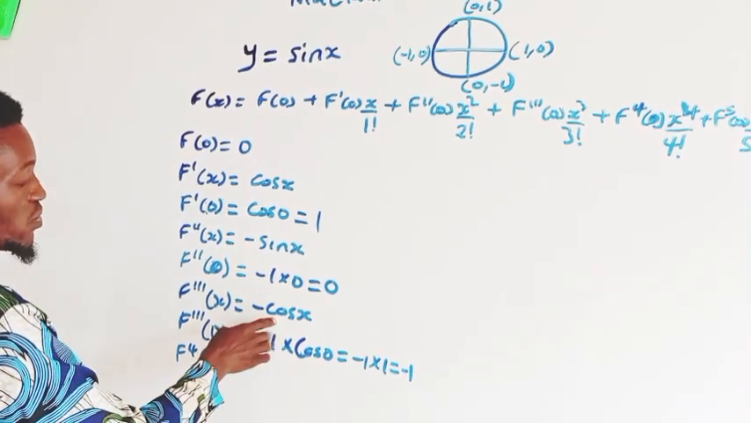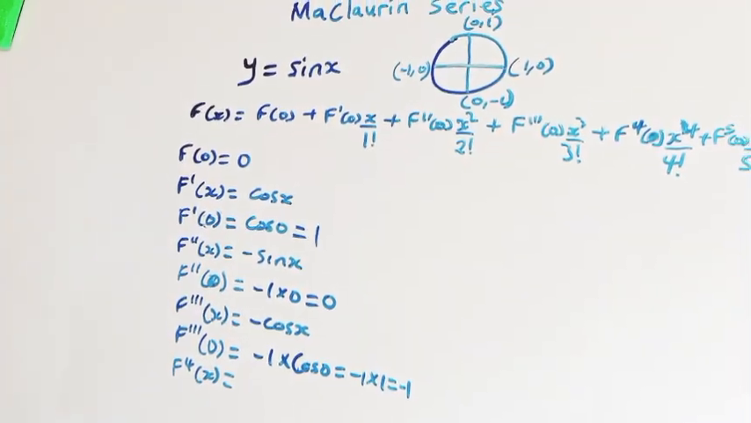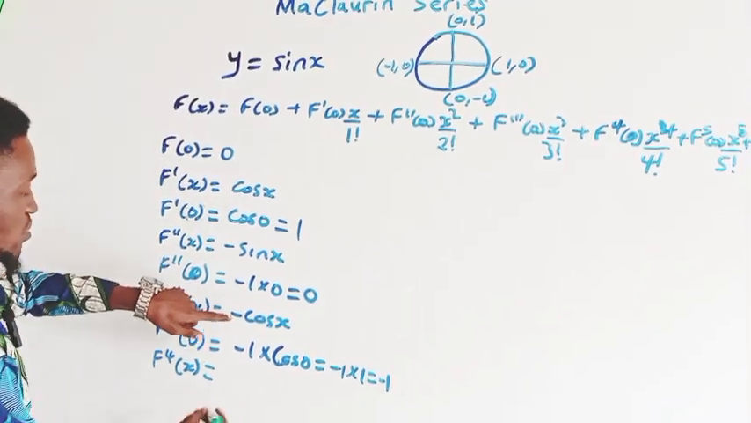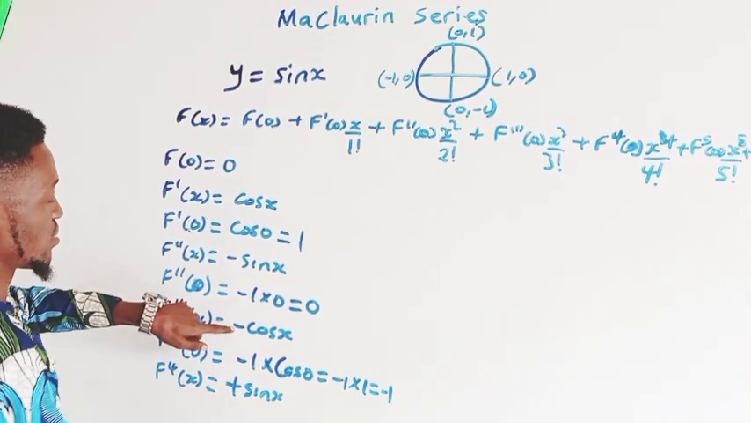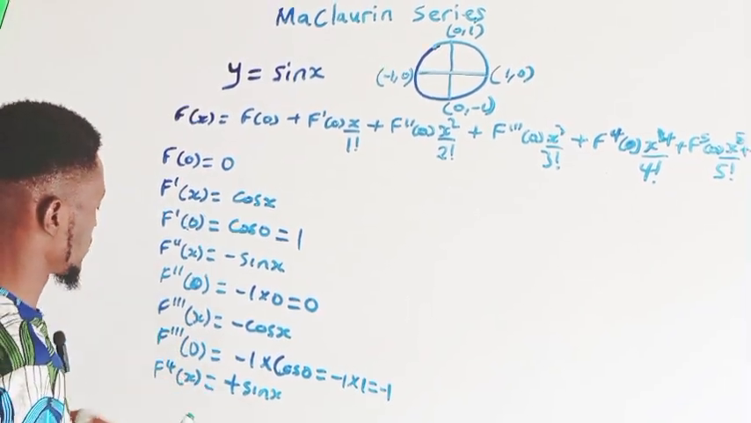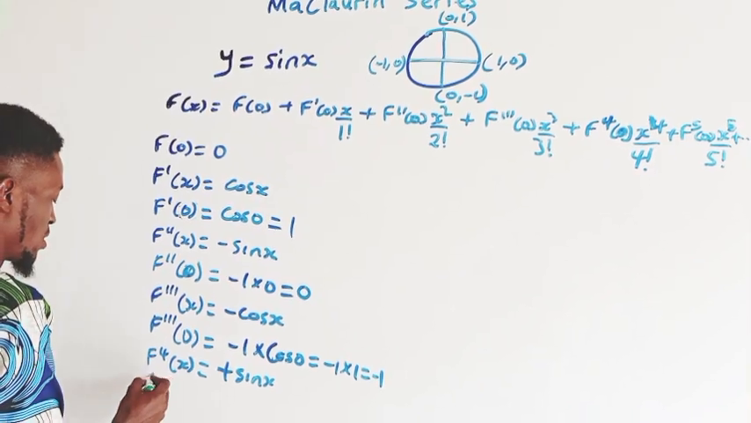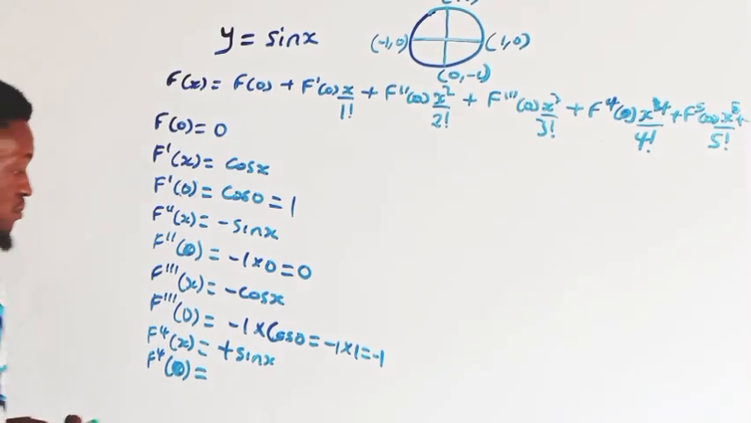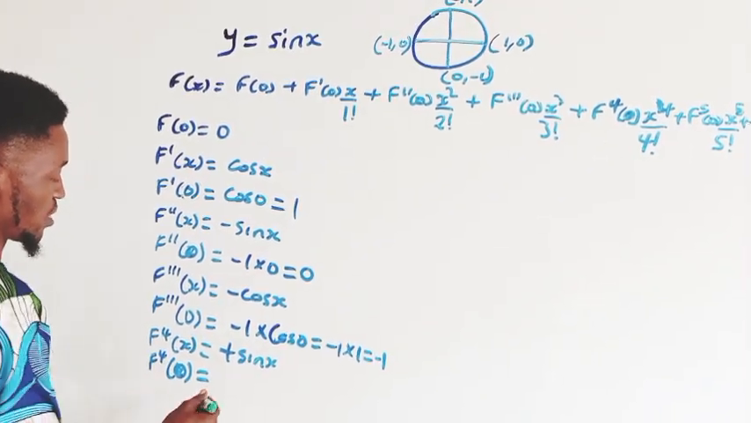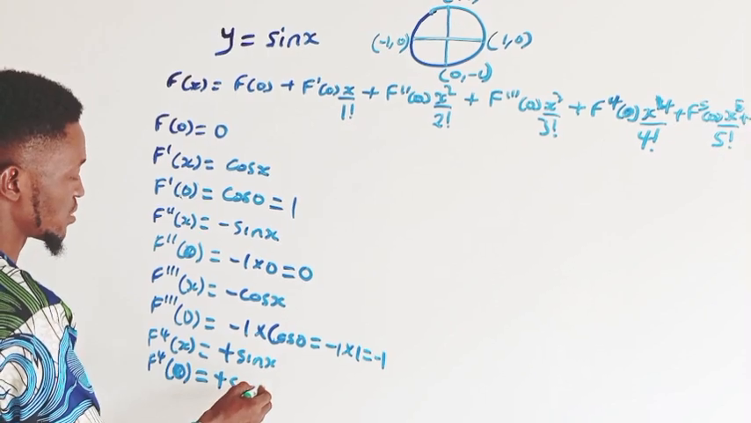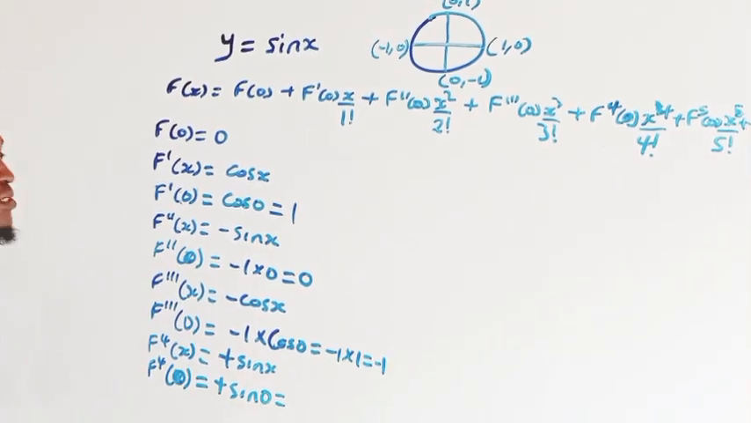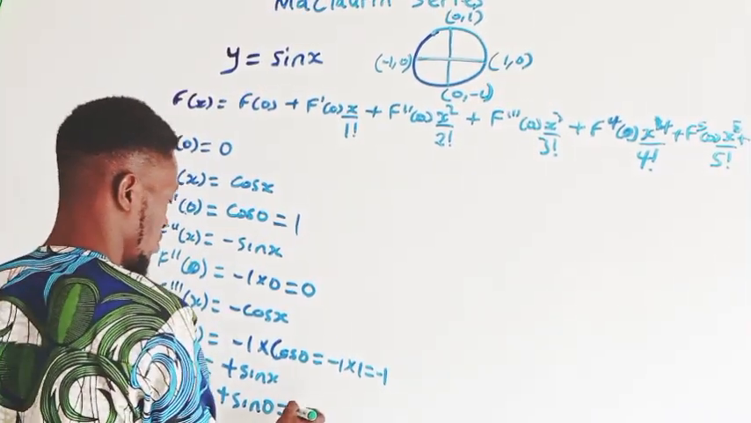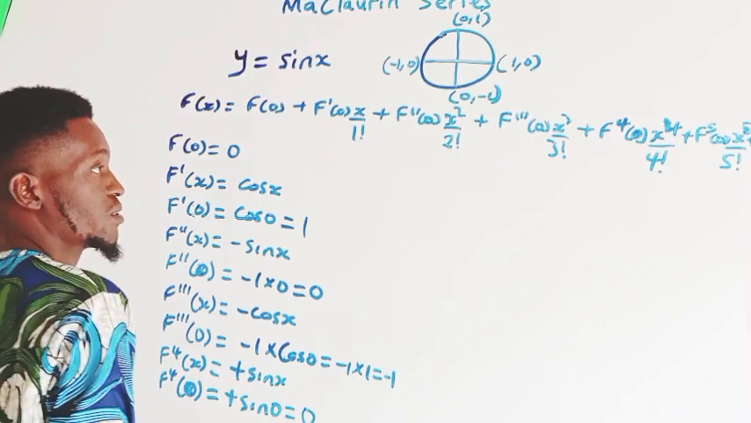So if this one is cos, the derivative of cos definitely has a minus sign. So minus sign times minus, we're going to have plus sign. Okay, so we have plus sine x. So let's substitute 0 for x. So what do we have? We have plus sine 0. So sine 0 is what? 0 is on the x-axis, which is 0. Okay, so we are left with 0.